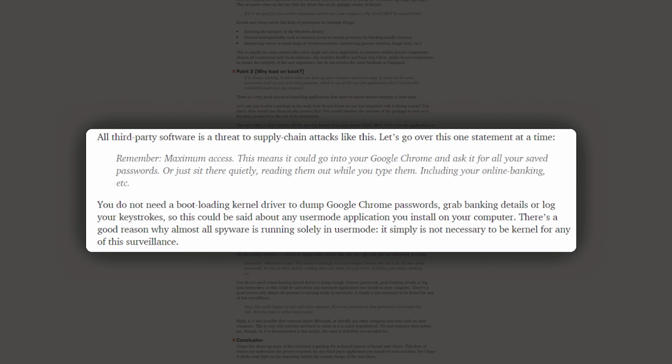To which he responds, you do not need a bootloading kernel driver to dump Google Chrome passwords, grab banking details, or log your keystrokes. So this would be said about any user mode application you install on your computer. There's a good reason why almost all spyware is running solely in user mode. It simply is not necessary to be kernel for any of this surveillance.